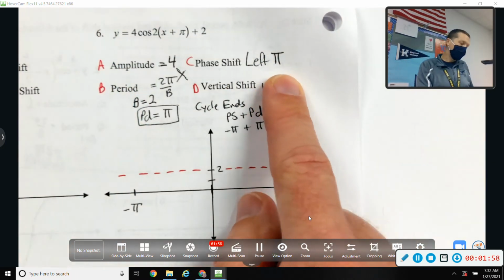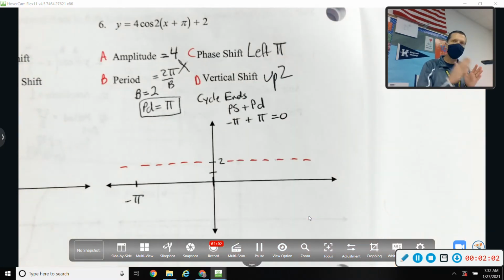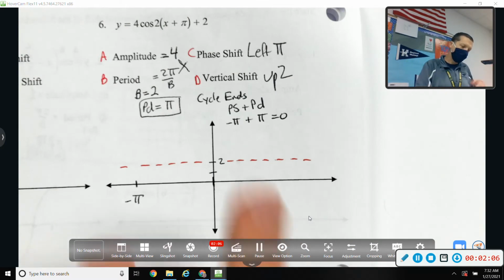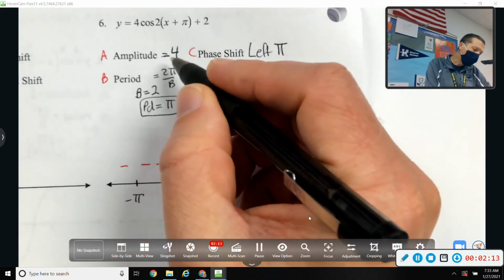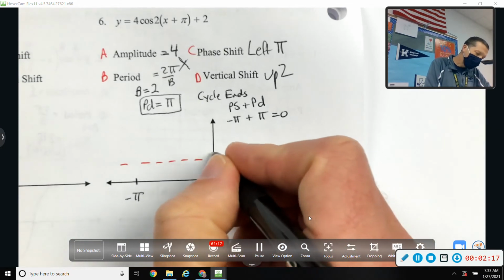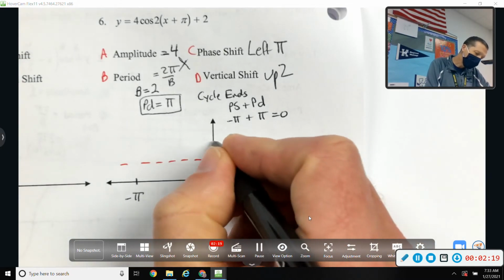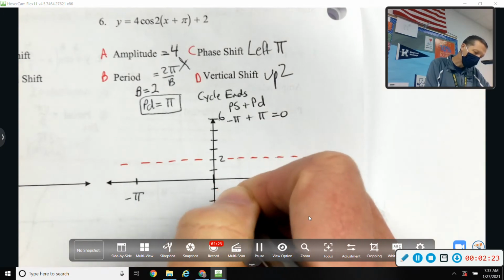So again, you have to be careful and think ahead a little bit on how far you want to put your phase shift. You want to move it just a little bit, or do you want to move it a lot? It kind of depends on period and phase shift put together. Amplitude is 4, so that's the height of the wave above the middle line. So if I start at 2, 3, 4, 5, 6, it'll go up to 6 and down to negative 2.